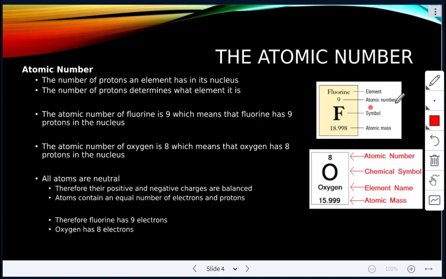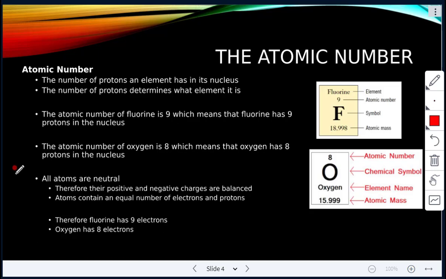For example, our first example is fluorine. If you look in your periodic table, I have a snippet of it here. The atomic number of fluorine is 9. Only fluorine will have the atomic number of 9, and that means fluorine has 9 protons in its nucleus. If we look at oxygen, you'll see that the atomic number of oxygen is 8. Oxygen is the only element that will have the atomic number 8, and that means oxygen has 8 protons in the nucleus.